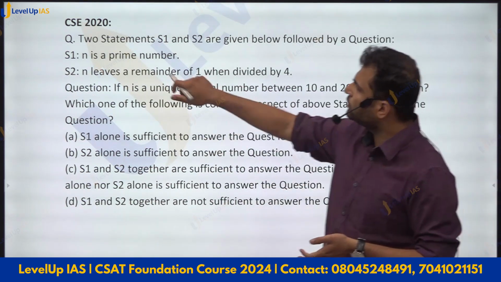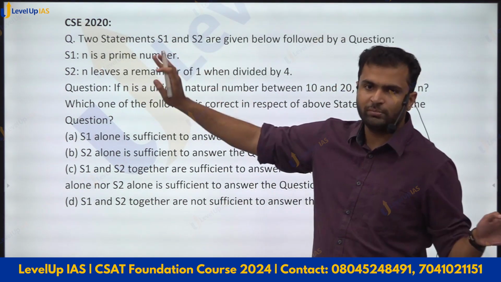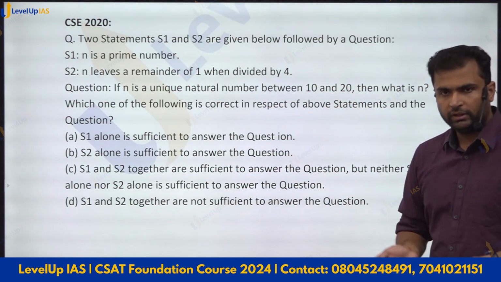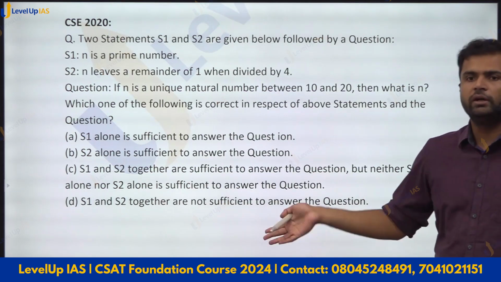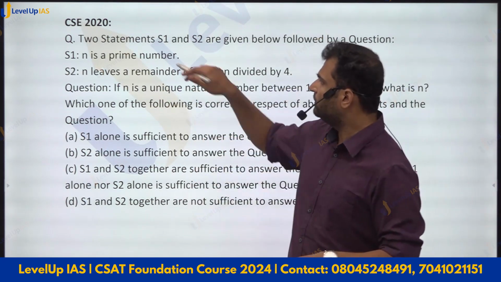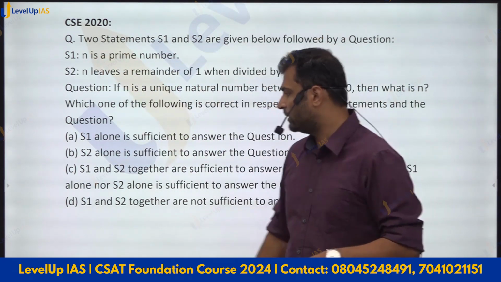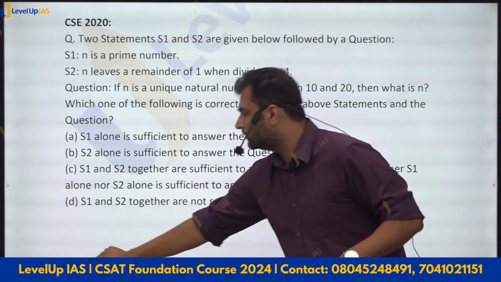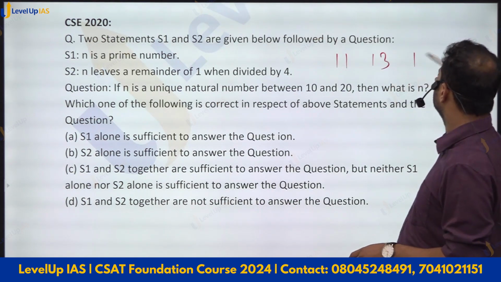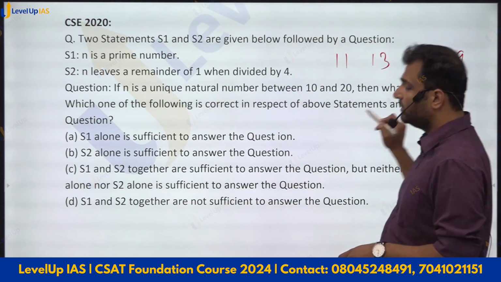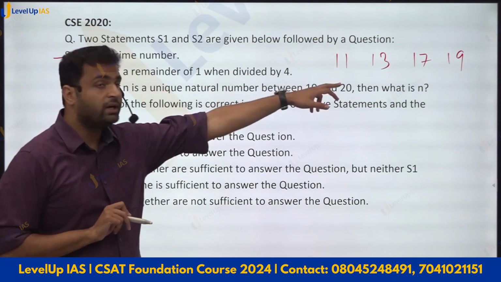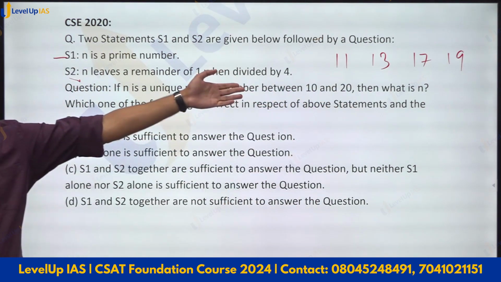Now if we use neither of the statements, we cannot comment of course, because there are many natural numbers between 10 and 20. That is, there is 11, 12, 13, 14, 16, 17, all these are natural numbers. So there is no unique answer. So if we use first statement that n is a prime number, what are prime numbers between 10 and 20? These are the prime numbers between 10 and 20. So using only first statement, do we have unique answer for the question? No, there are 4 alternatives.